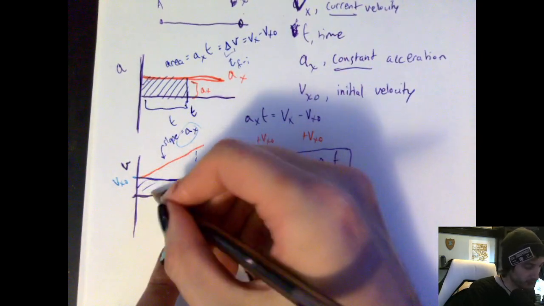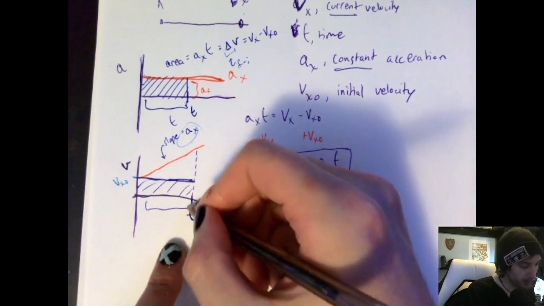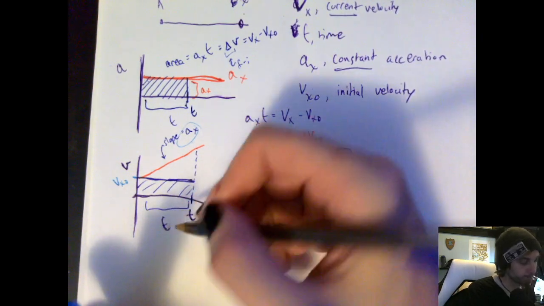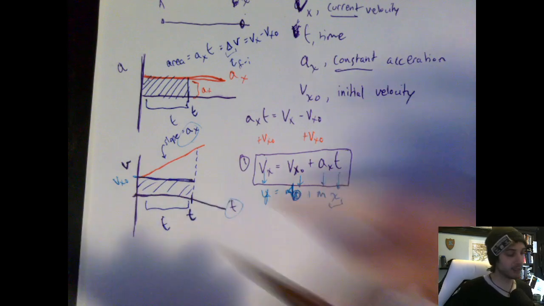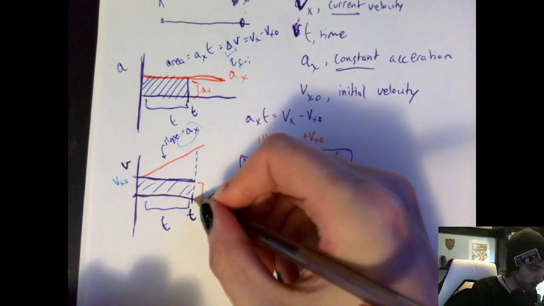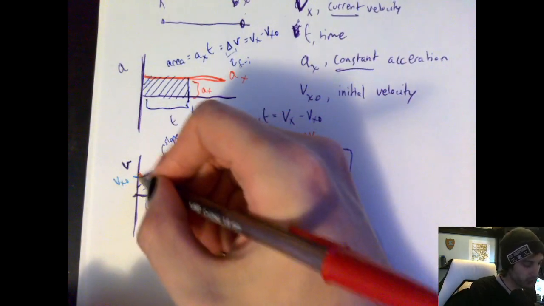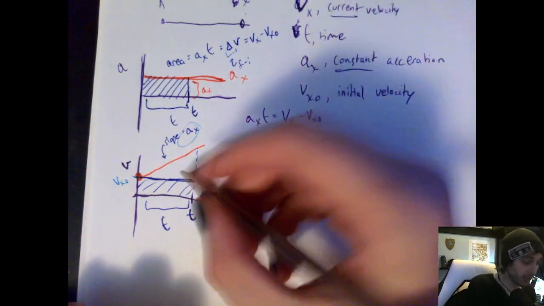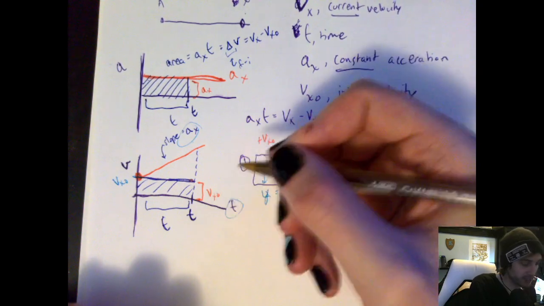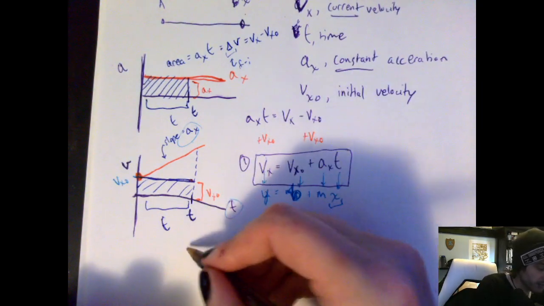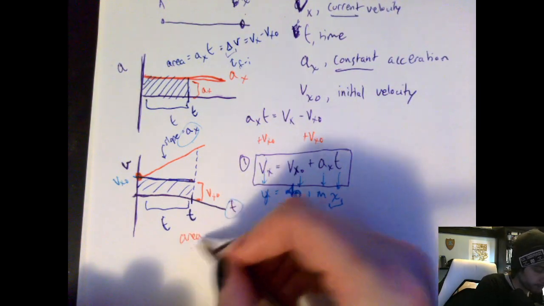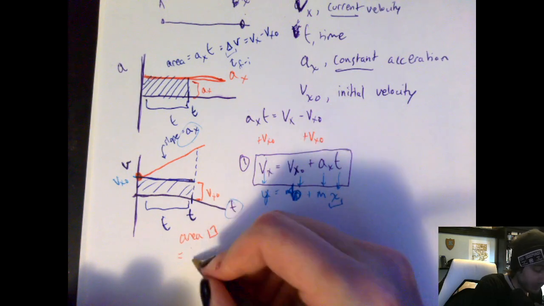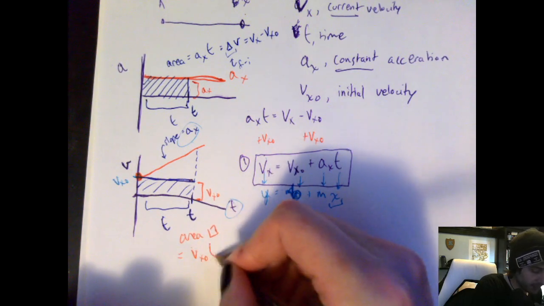Now the base of the rectangle and the base of the triangle will both be t. The height of my rectangle will be from the beginning of the triangle. Well, the beginning of the triangle is the y-intercept, and the y-intercept is Vx naught. So my height here is Vx naught. So if I want the area of the rectangle, that'll equal Vx naught times t.